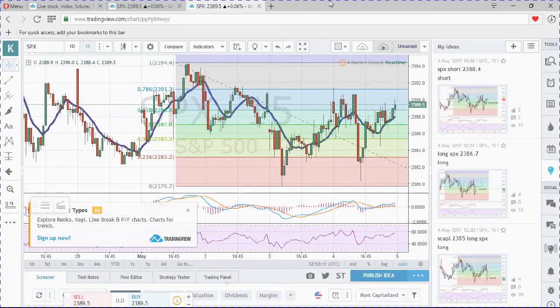So this is it for now, guys. These are the three trades that I took today, and they worked really well.